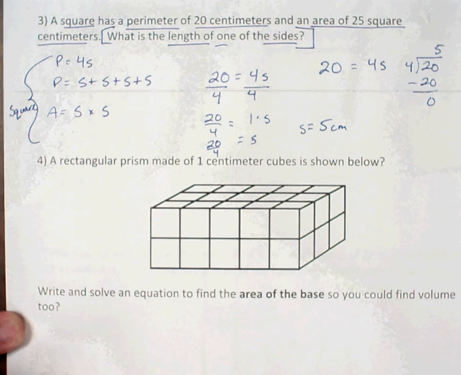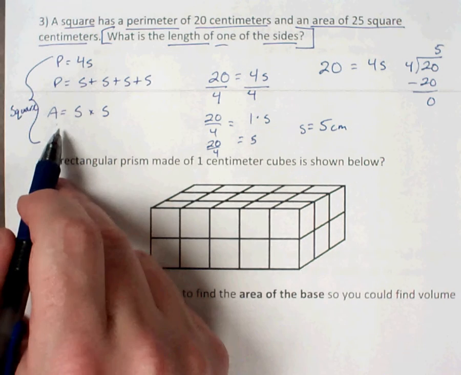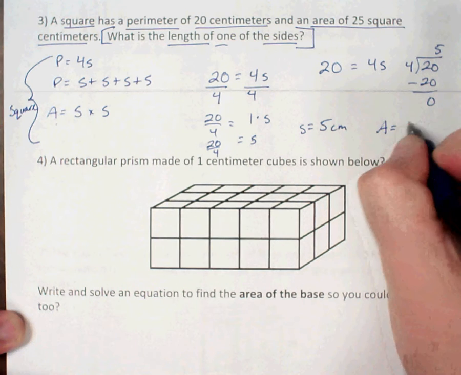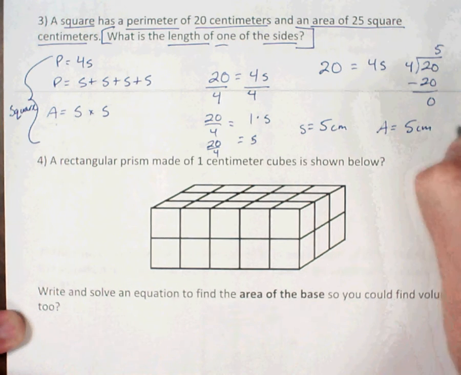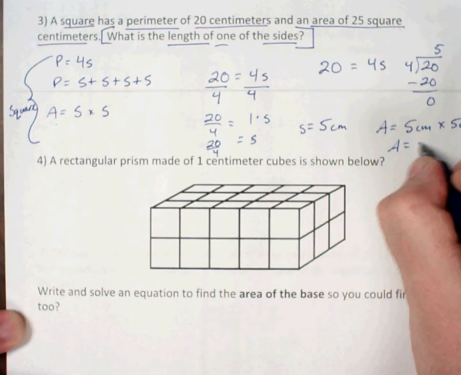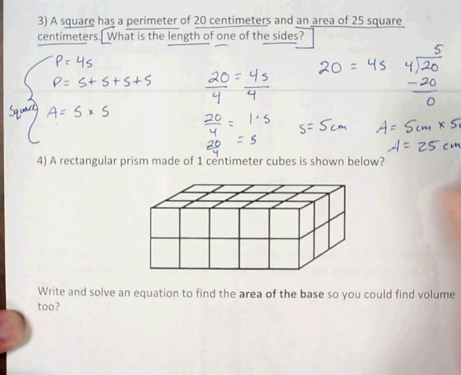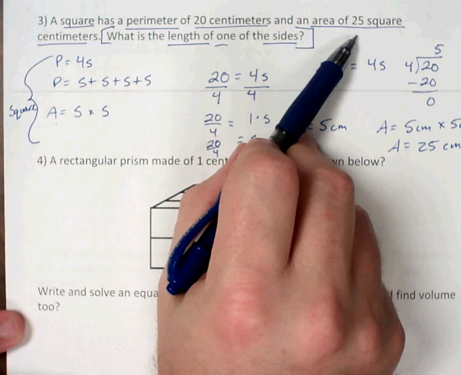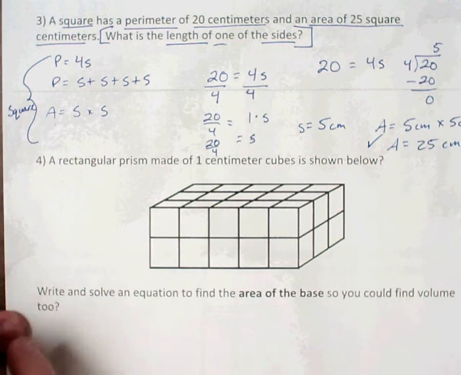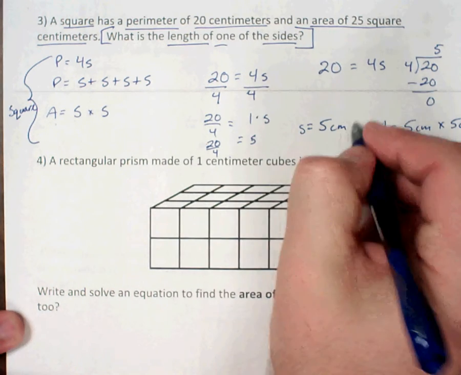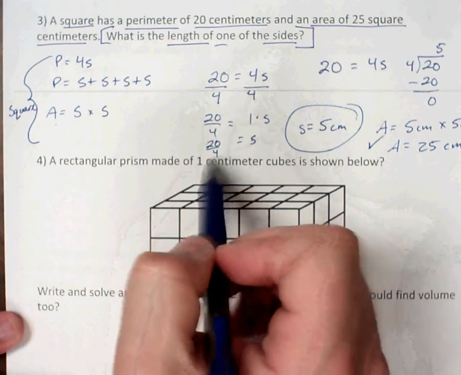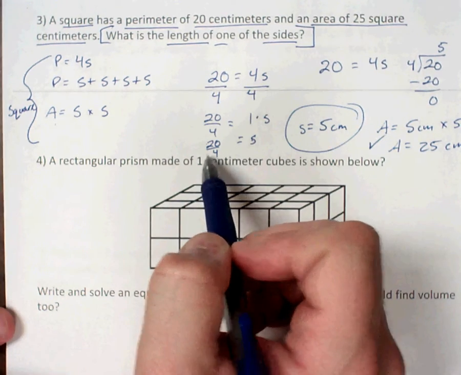Now, the way I can check that is by using my area formula, because the area is supposed to be the side length times the side length. And so I would get 25 square centimeters, which is what the problem tells me my area is. So this just kind of becomes my check. Now again, if this was a little bit confusing for you, don't worry too much about that right now. You will have to know how to do that eventually.